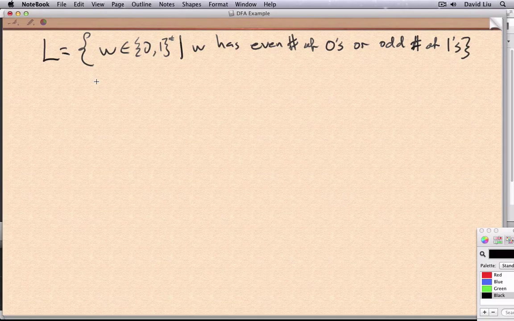So if you remember the example we saw in class, from the description of the language, we kind of jumped right in. But in general, this isn't necessarily the best strategy. So I'm going to show you something else that we could do first before starting to draw the states.